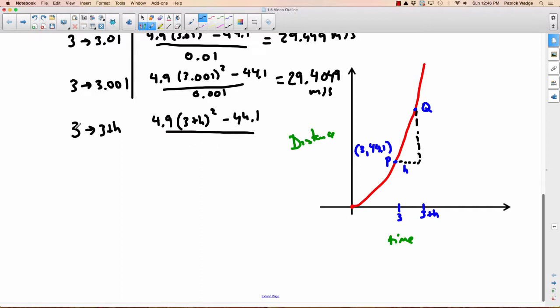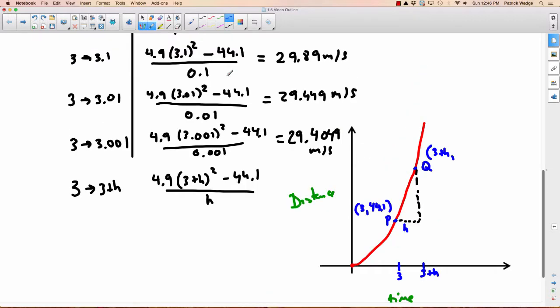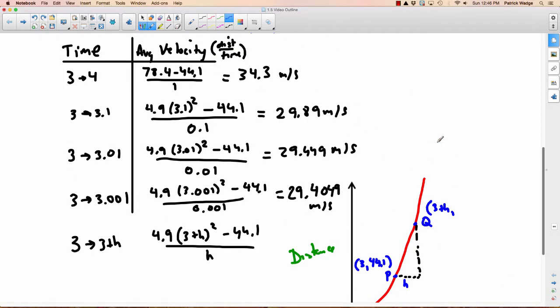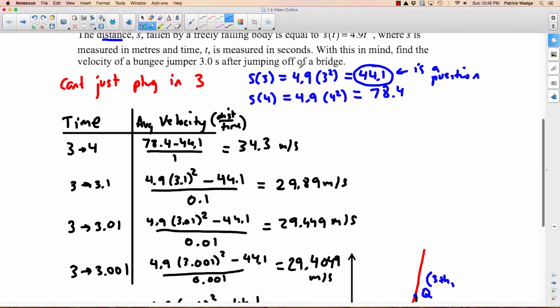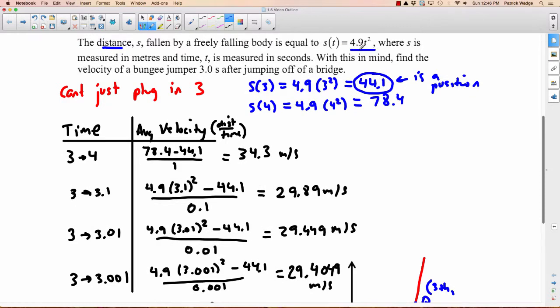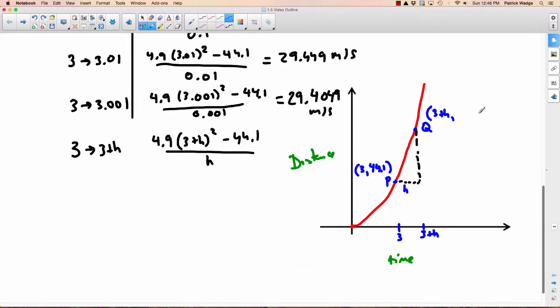What's the change in time from 3 to 3 plus h? The change in time is h. By the way, just to complete this here, for point Q, the x value is 3 plus h, which means for the y value, you'd have to plug 3 plus h into this formula right there. So you'd have 4.9 times 3 plus h all squared. Right? And now it works out perfectly with our formula we have here.